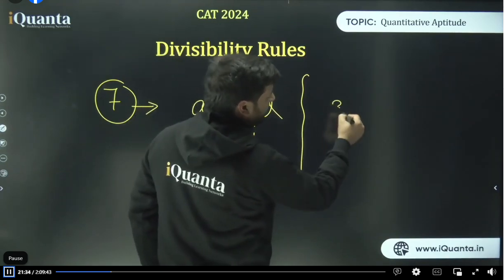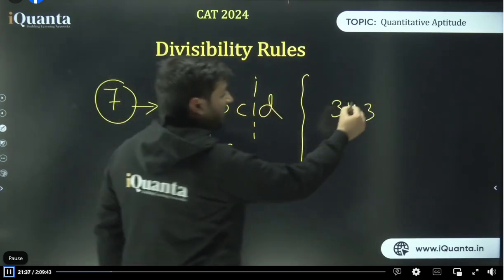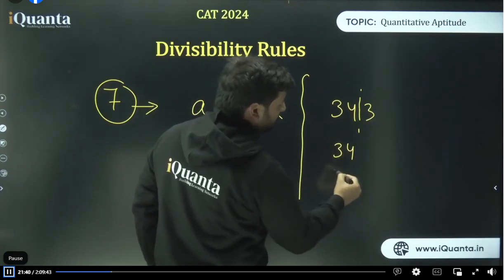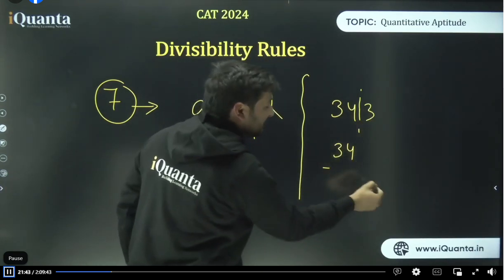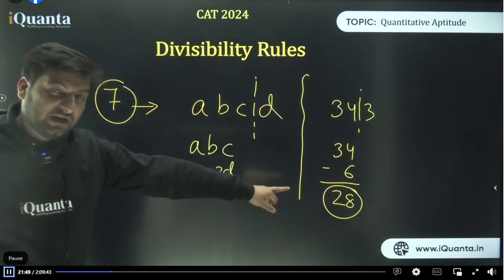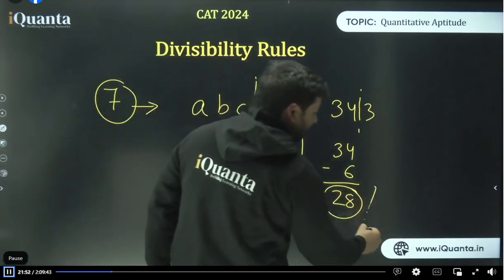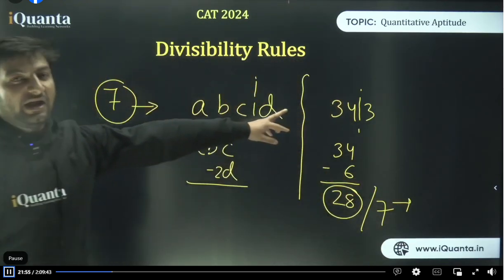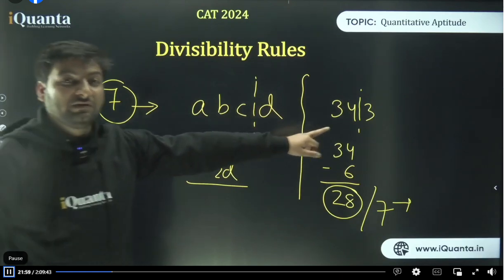Let us take 343, right? What is the last digit of 343? It is 3. So from 34 you will deduct twice of 3. What is twice of 3? It is 6, which gives me 28. This final number, if it is divisible by 7, then that means my number is divisible by 7. Okay, so 28 is divisible by 7. Of course, that means the initial number that I had will also be divisible by 7. Is that clear to everyone?